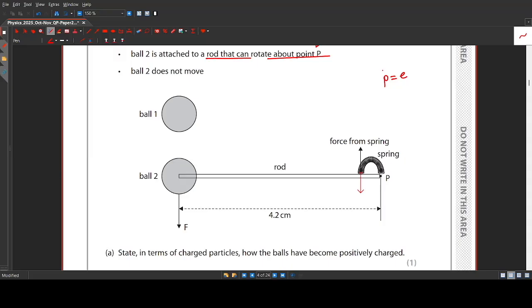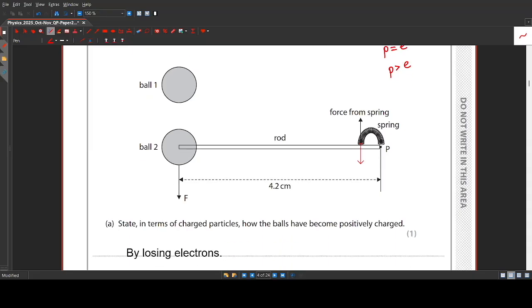Now, in order to make an object positively charged, it needs to have more protons and fewer electrons. So the balls can only become positively charged when they lose electrons, right? And hence the answer to the first question would be just by losing electrons.